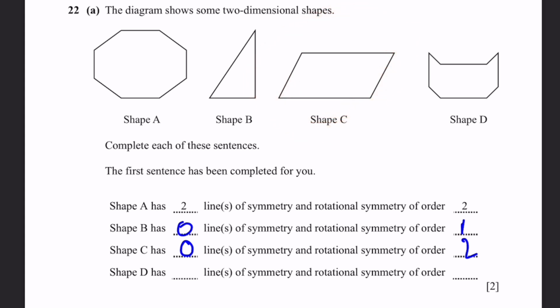We rotate it back one more time, and that means it becomes the same original one, which means there's no change at all. Shape D has one line of symmetry and rotational symmetry of order 1. There's one line of symmetry right down the middle, and rotational symmetry also of order 1, because we have to rotate one full time to get it back to the same shape.